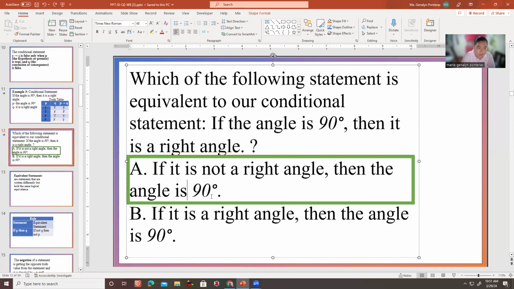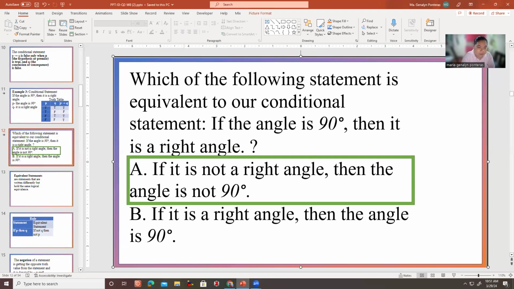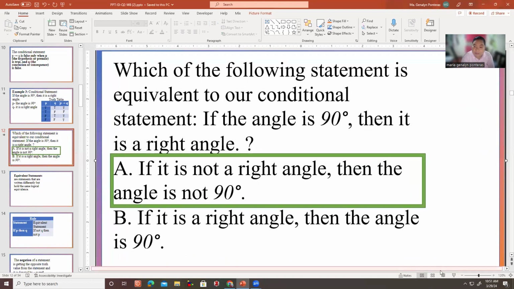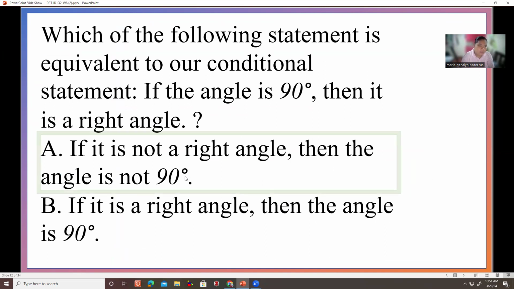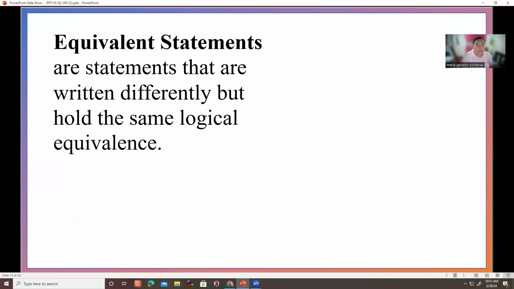Then the angle is not. Pardon the typo error. It is not, because not P implies not Q. Later we're going to discuss why they are equivalent. So the equivalent statement is, if it is not a right angle, then the angle is not 90 degrees. That is the contrapositive of our statement, not Q implies not P.